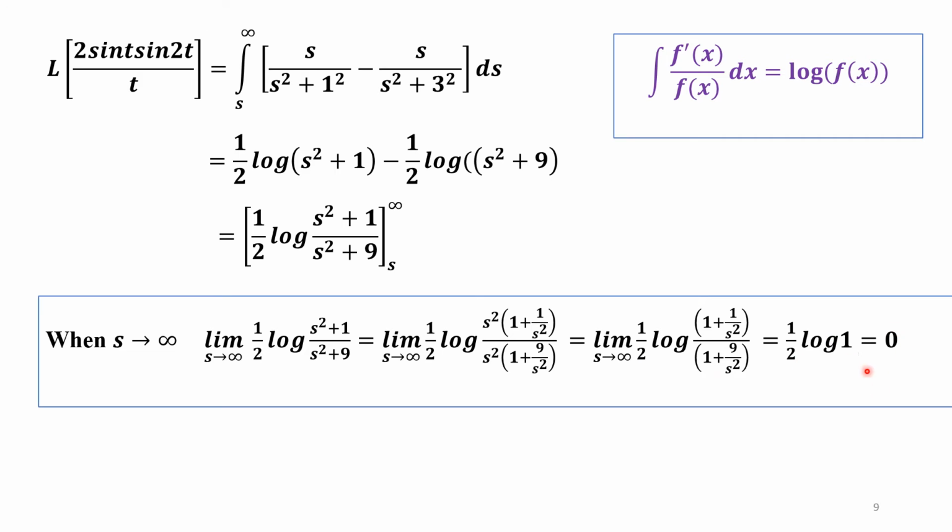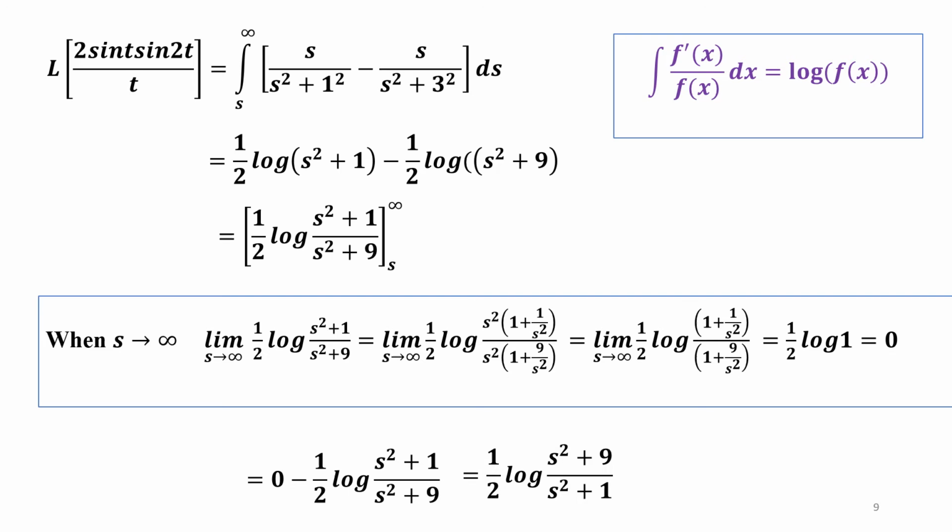So we will get half log 1, which is 0. So the upper limit is 0. The lower limit will be the same answer, minus half log. Again, to remove this minus sign, I can take the reciprocal here, or I can write half log of s square plus 9 upon s square plus 1.